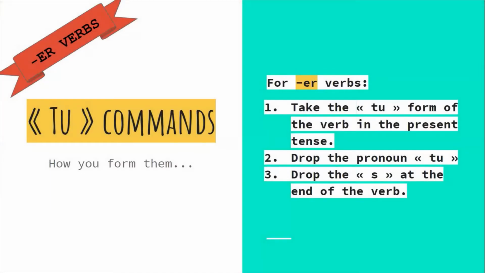Now what about with ER verbs? Well, we just have to add one extra step. So for ER verbs with tu commands, you're going to take the tu form again of the verb in the present tense, drop the pronoun tu, but then this extra step that we have to adhere to is we have to drop the S at the end of the verb form. So let's take a look.